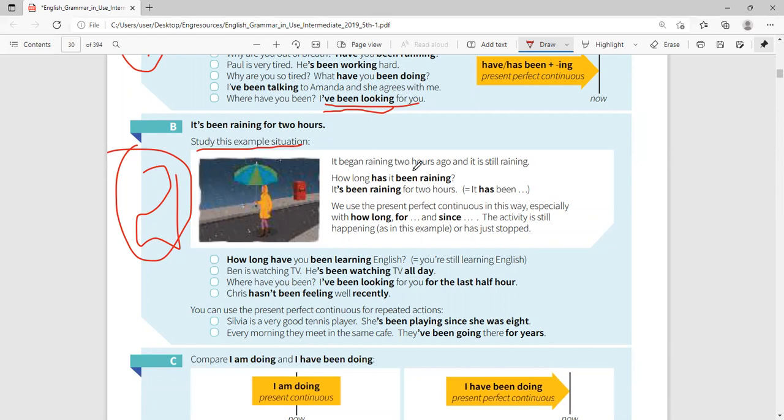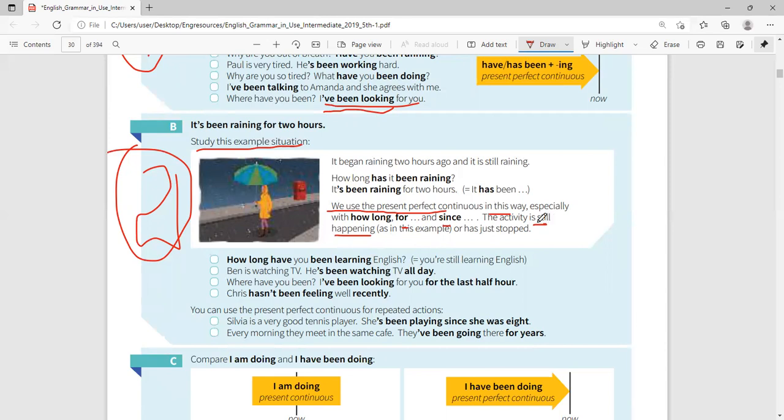Yeah. So study this example situation. It began raining 2 hours ago, and it is still raining. So how long has it been raining? It has been raining for 2 hours. So this is the point. We use the present perfect continuous in this way, especially with how long, for, and since. Okay, the activity is still happening.